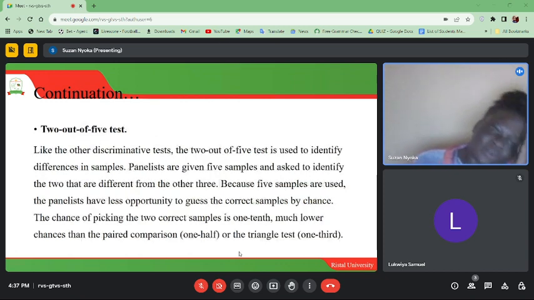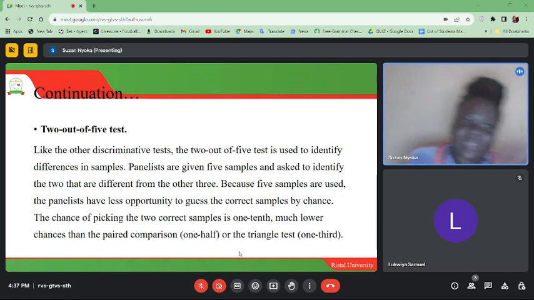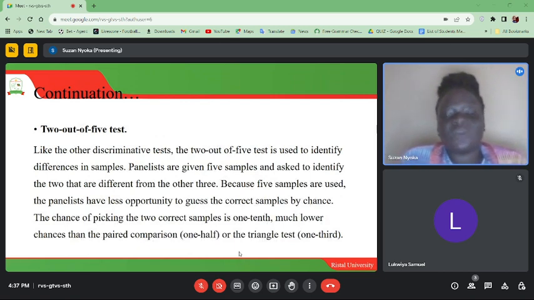And then the 2 out of 5 test. Like the other discriminative tests, the 2 out of 5 test is used to identify differences in samples. Panelists are given 5 samples and asked to identify the 2 that are different from the other 3. They put 5 samples, and out of the 5, there are 2 that are different and the 3 are the same. So you're asked to identify the 2 that are different out of these 5 samples.